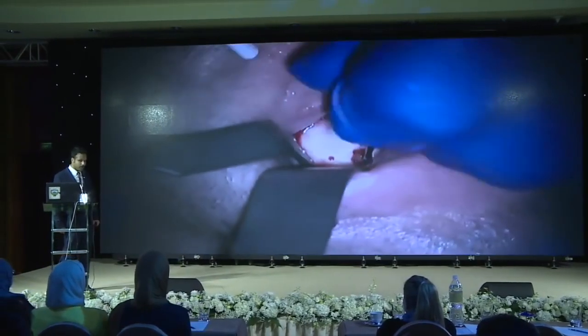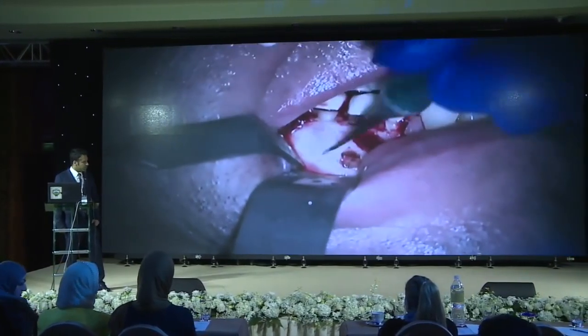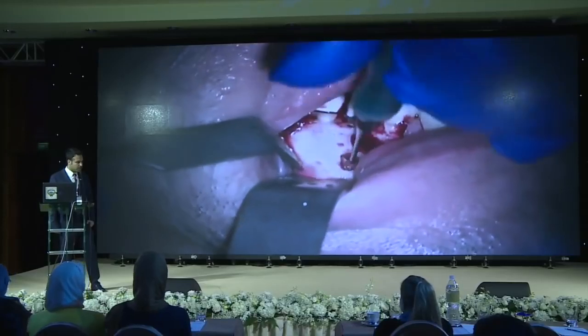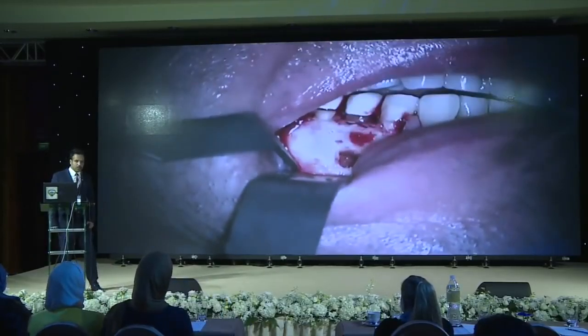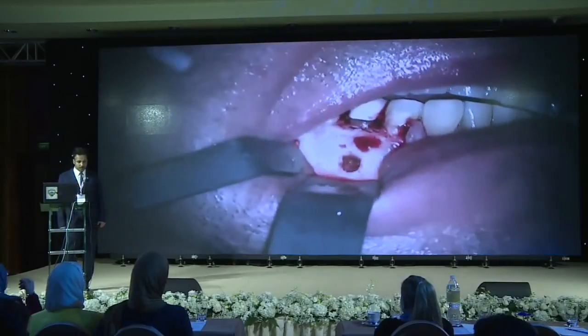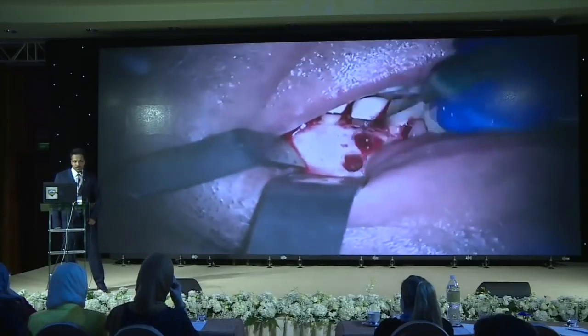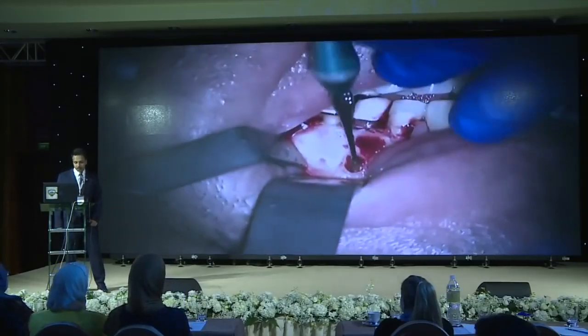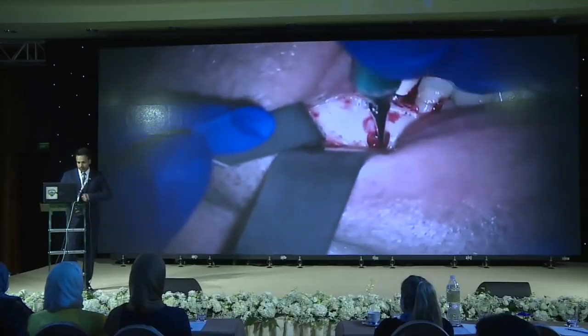So I just separated the root tip, and now with a spoon, I'm trying to remove the root tip. Probably the most difficult part of the apical surgery is removing granulation tissue. It takes some time, and it might take 10 minutes, but you have to be patient with removing granulation tissues.